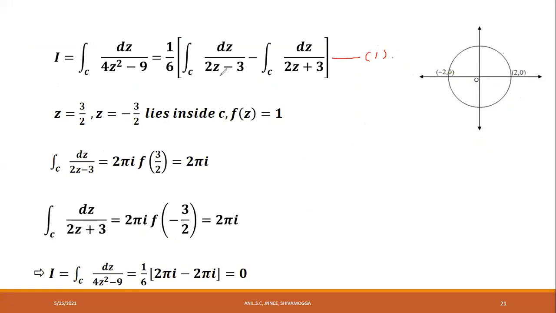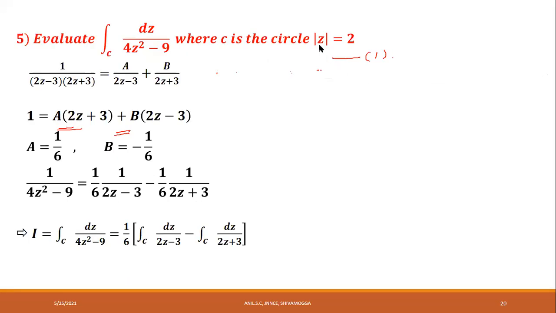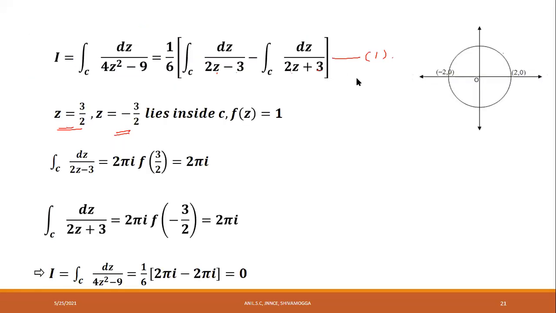And this is not analytic when 2z minus 3 is equal to 0, which means z is equal to 3 by 2. And this is not analytic when 2z plus 3 is equal to 0, that means z is equal to minus 3 by 2. Now look at these 2 points, whether they lie inside C or outside C. What is C? C is mod z is equal to 2.